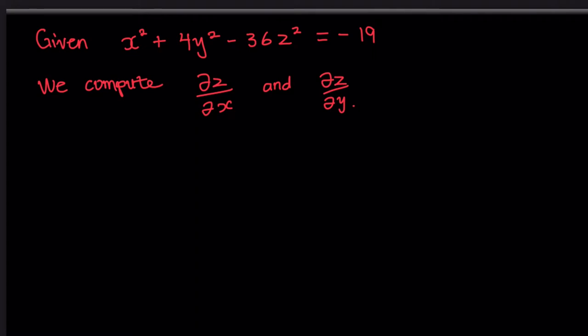So we differentiate x squared with respect to x. We are going to have 2x. Then we now differentiate 4y squared with respect to x. That's going to give us 0 because y is now a constant in this case.